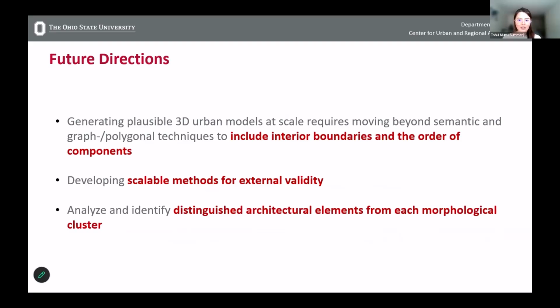So for future directions, right now we are working on including the interior lines into our clustering methods, and we will see if that helps to improve the performance. We will also consider including the order of components as well. And then we will have to develop scalable methods to help us conduct external validity. And finally, we will start working on these different templates based on the morphological clusters and their architectural elements. Next, please.